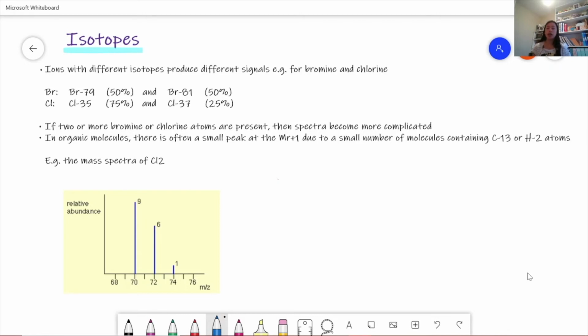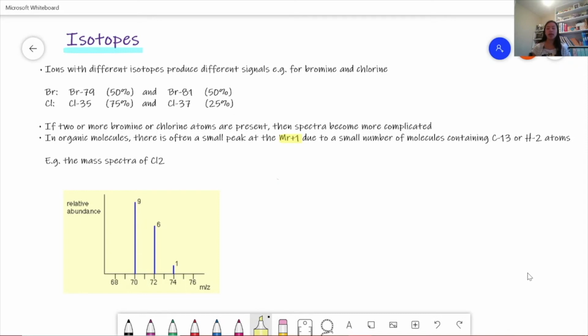And on another note, in organic molecules, there's often a small peak at the M+1, and this is due to organic molecules having loads of carbons and hydrogens. And so a small number of the molecules will contain carbon-13 or hydrogen-2 atoms, which are isotopes of carbon and hydrogen. So the example we're going to look at is the mass spectra of chlorine.